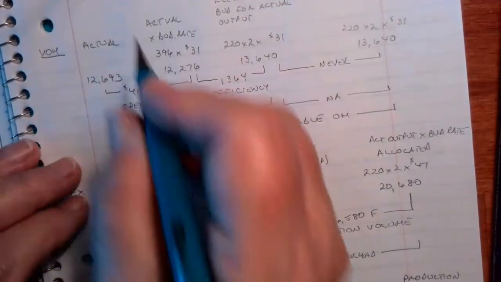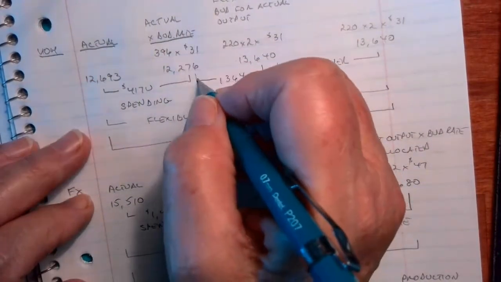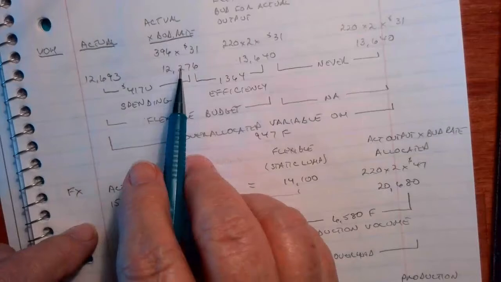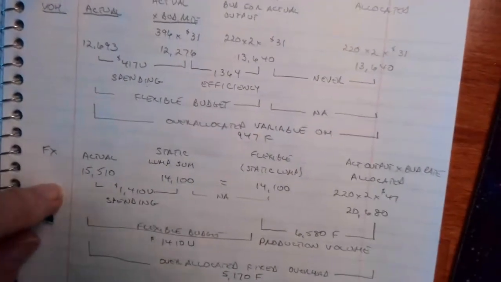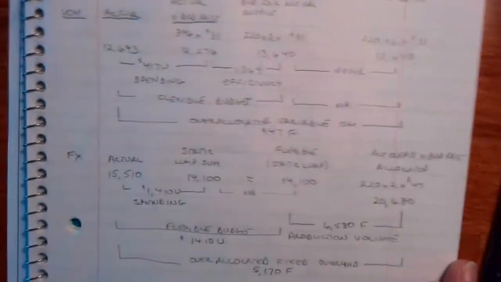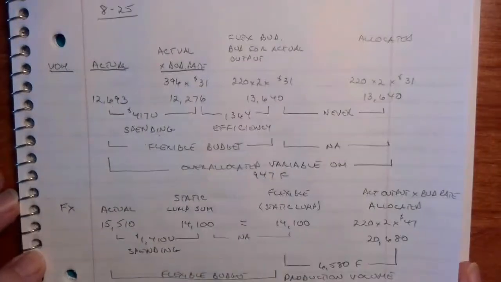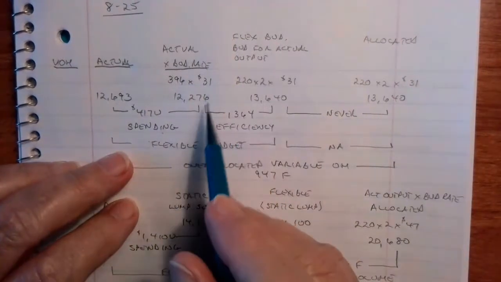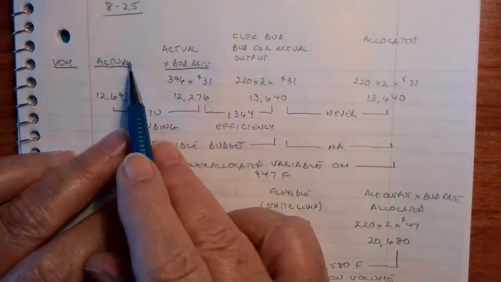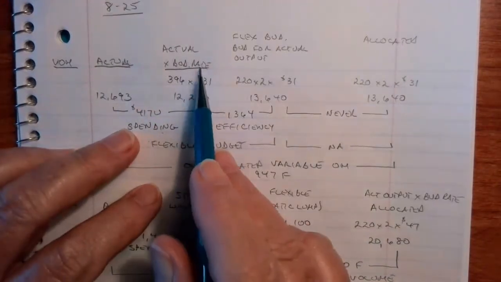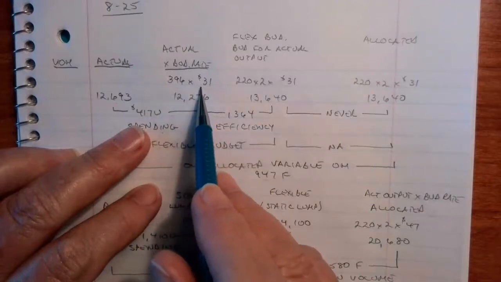We've got here's actual, and there's actual times the budgeted rate. And the difference between actual and actual times the budgeted rate gives us the spending variance. You have 417, and it's unfavorable because the actual was higher than what the budgeted rate would have been. The quantity is the same here, but we're looking at a different rate.